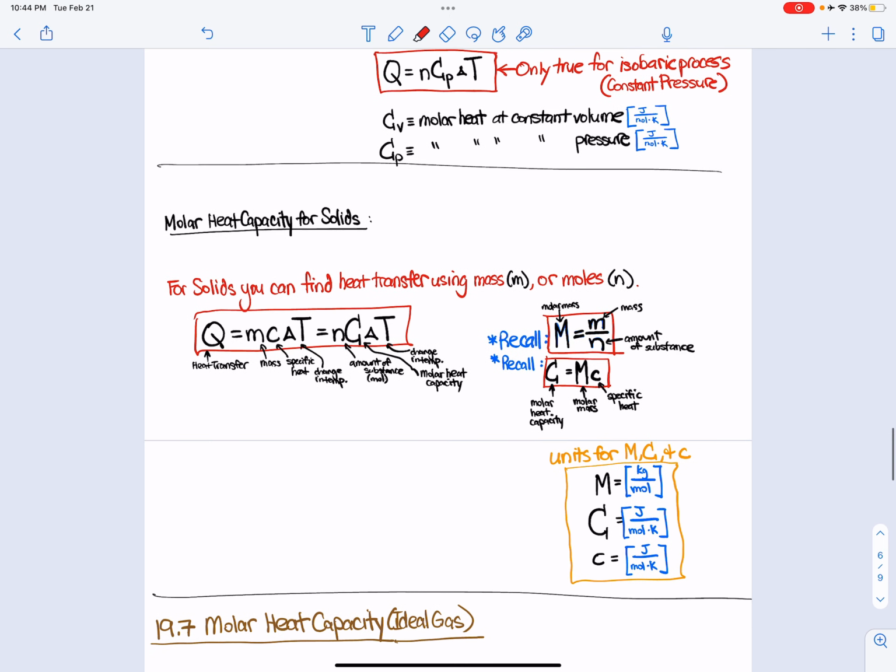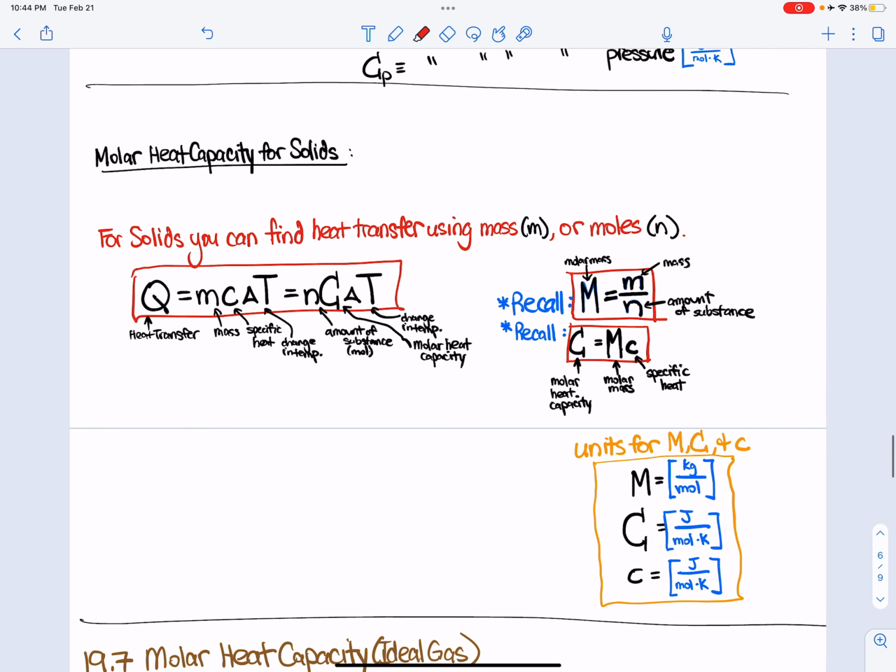Molar heat capacity for solids. For solids, you can find heat transfer using mass or moles, so you could use mass, little m, and or moles, little n. Heat transfer for a solid is equal to mass times specific heat times change in temperature. And for a gas, it's the amount of substance, or moles, times molar heat capacity times delta T, the change in temperature.